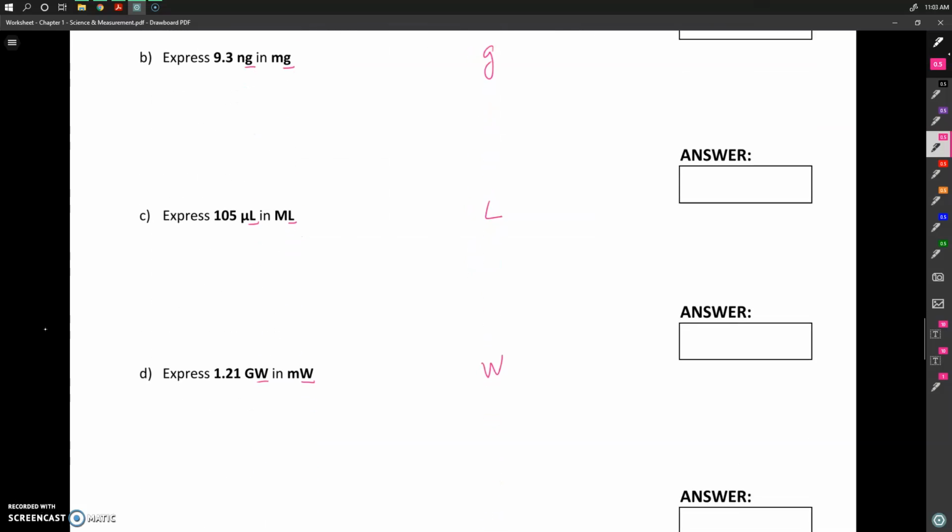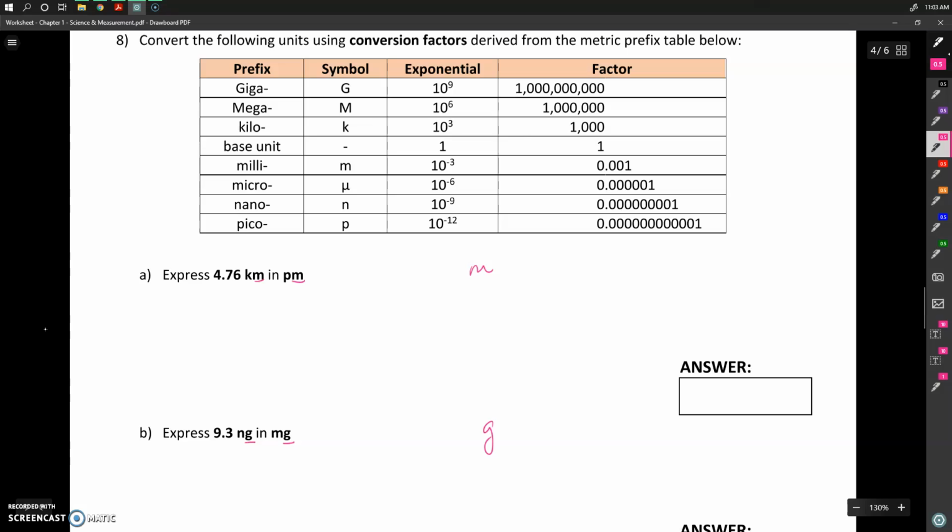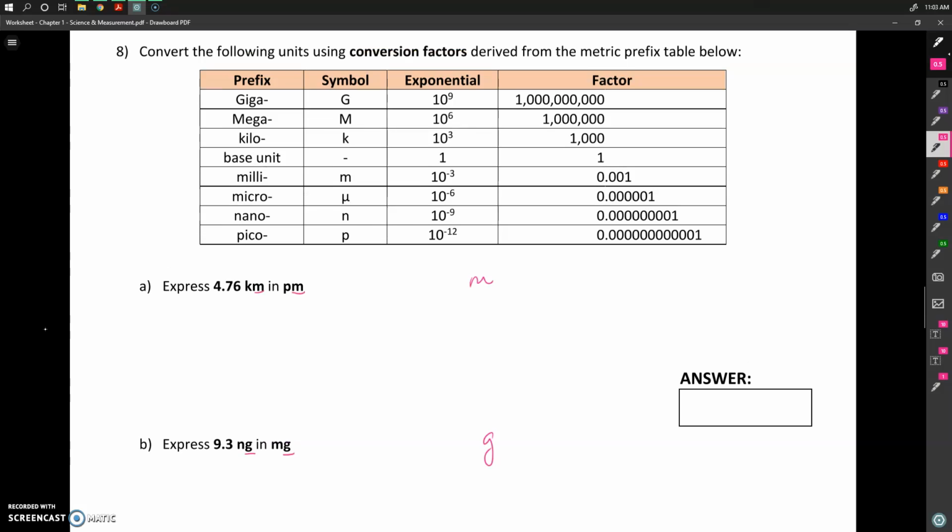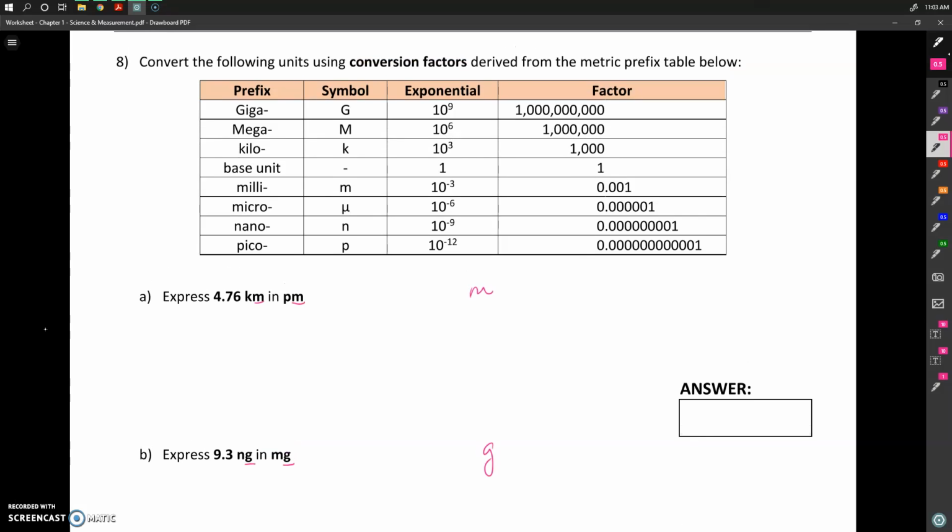In doing all of these, in pink here, I'm going to indicate what I call my roadmap for unit conversions, which is I like to think before I get started about the units I'm starting with and where I want to go and what steps I'm going to take to get there. So for example, my roadmap for this first problem is going to be that I'm starting with kilometers, I'm going to convert into meters, and then from meters, I'm going to take this into picometers.